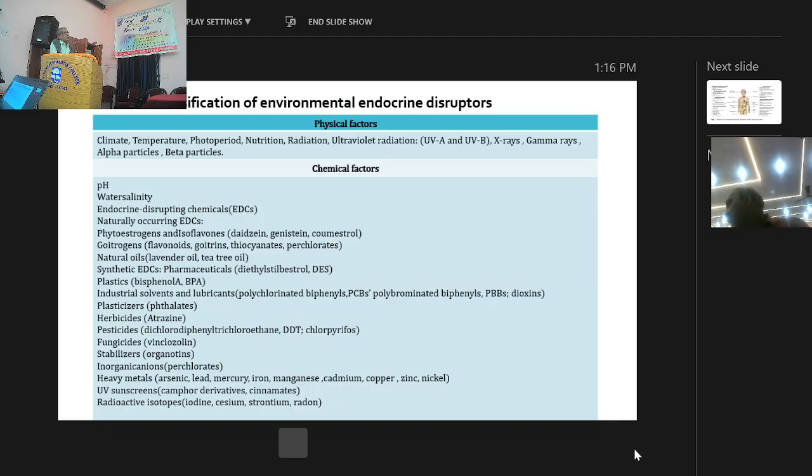Now, these are the classification of environmental endocrine disruptors, physical factors and chemical factors, already mentioned. Different types of pesticides, herbicides, plasticizers, and some chemical substances which are very much used in the plastic industry. Bisphenol A, very common, popular material, and some other heavy metals also, UV sunscreens, radioactive isotopes, they all belong to the endocrine disruptors. Next slide.